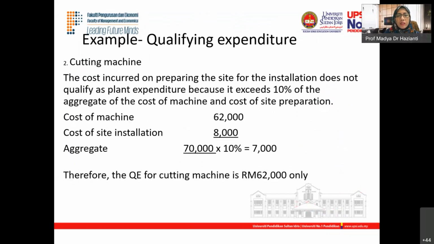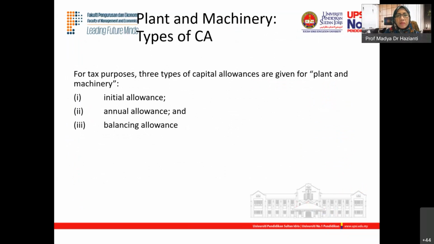Nak cerita qualifying expenditure ni. Alright, so 3 types of capital allowances are given for plant and machinery. Again, dia ada initial allowance, ada annual allowance, dan ada balancing allowance. Balancing allowance ni kita tengoklah ada calculation ni. Example tadi tu boleh tengok sendirilah.